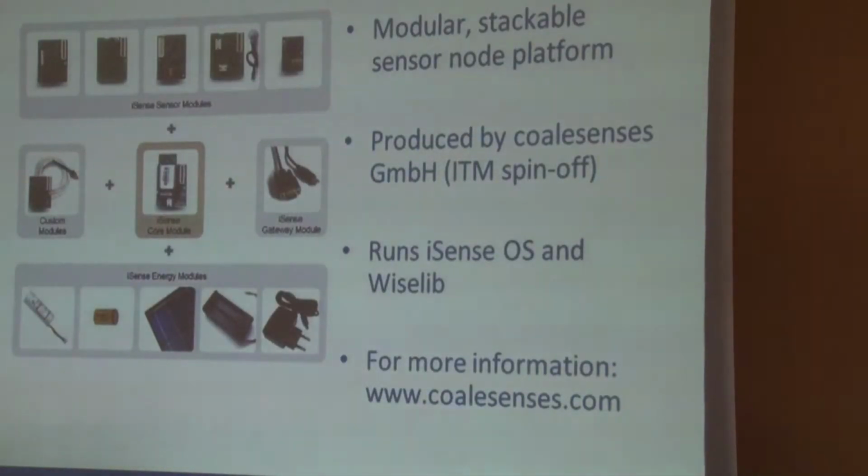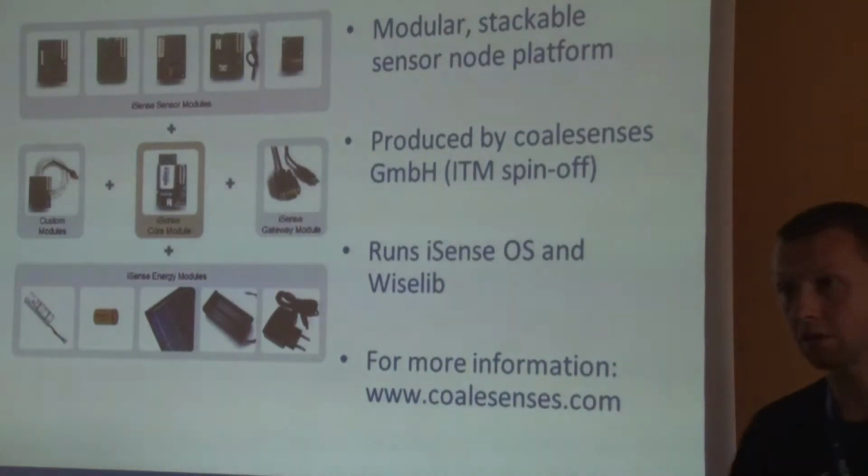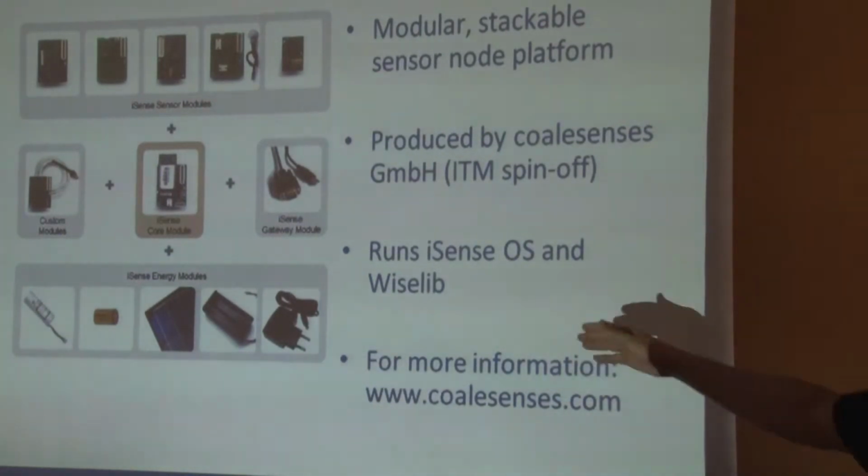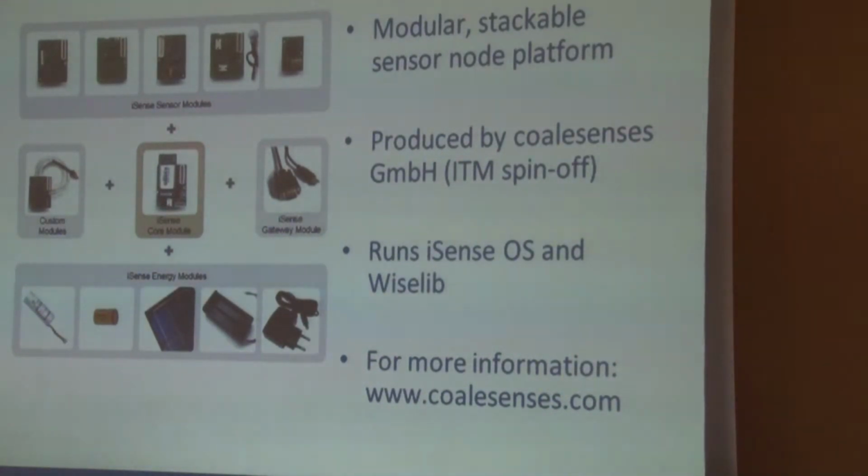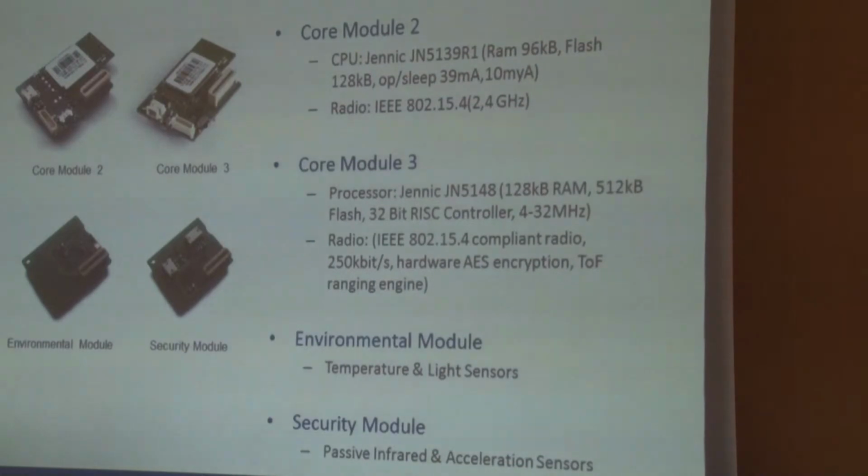So the iSense sensor node platform is produced by a spin-off from our institute. It's a modular stackable sensor node platform in which you have a core module which contains the CPU and the memory and stuff. You can plug various sensor modules depending on your application requirements. You have several modules that you can use to provide the system with energy. Depending on your application scenario, you can combine these different modules. So the iSense sensor nodes are nothing special here, just for you to have an impression.